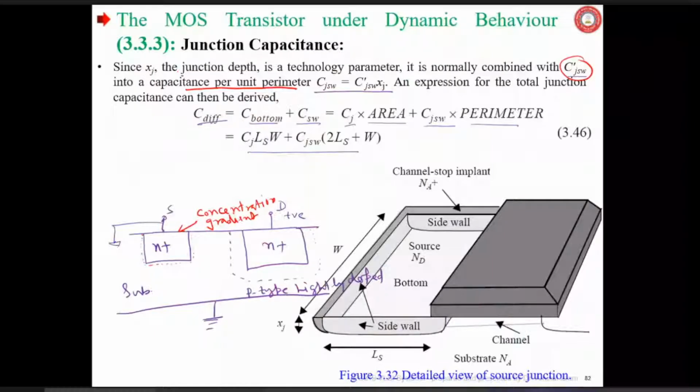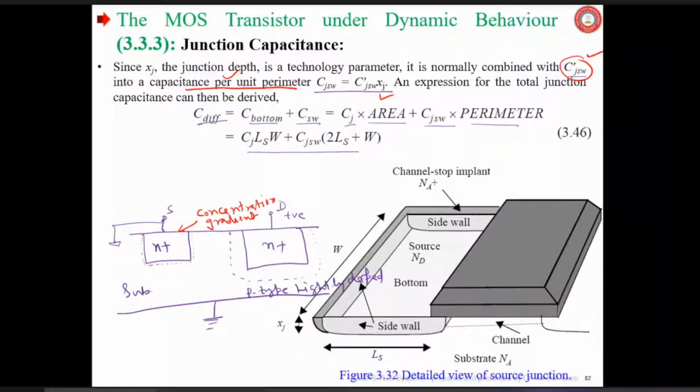Since Xj, the junction depth, is a technology parameter, it is nominally combined with CJSW prime into a capacitance per unit perimeter. So CJSW equals CJSW prime into Xj, per unit perimeter.